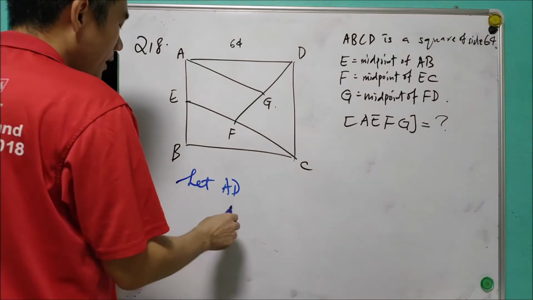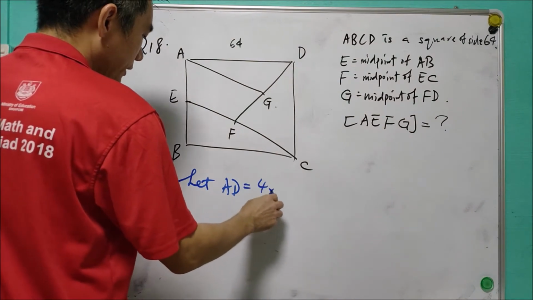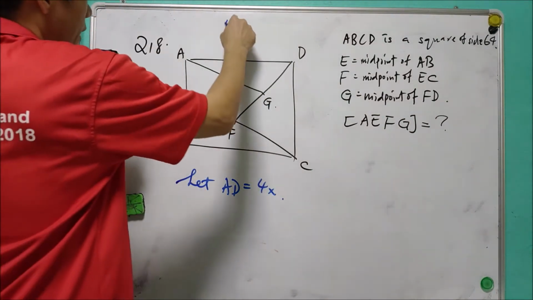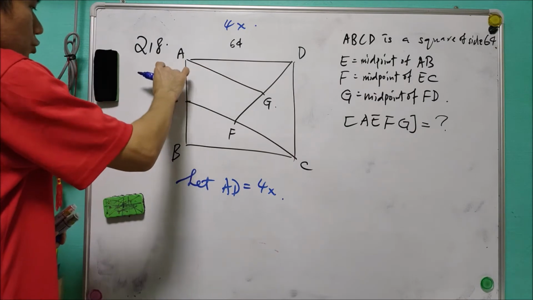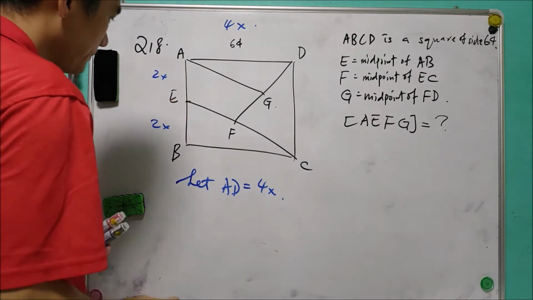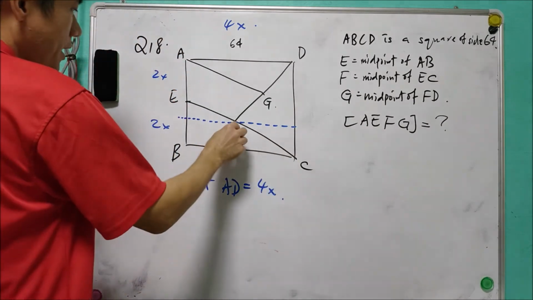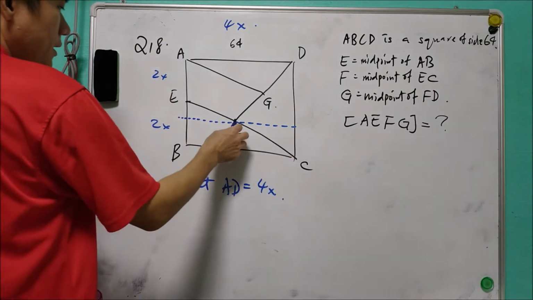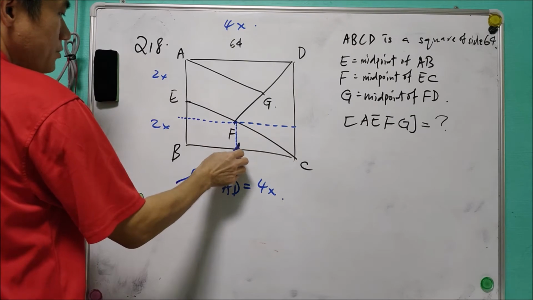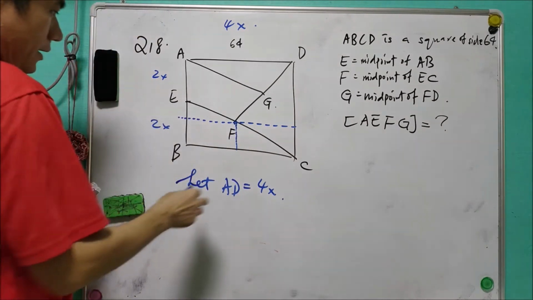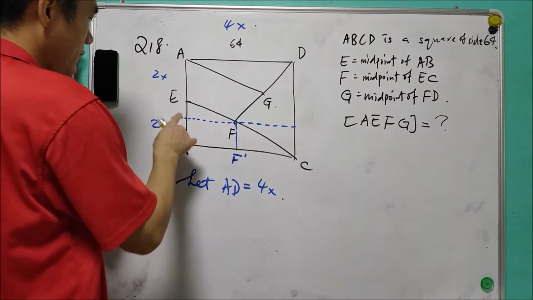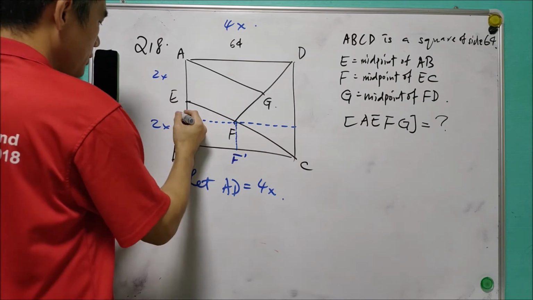First of all, we'll let AD be equal to 4x. If this is 4x, then AE is 2x and EB equals 2x. I construct a horizontal line that passes through F and another vertical line that passes through F as well. And call this F prime. And we also call this point H.